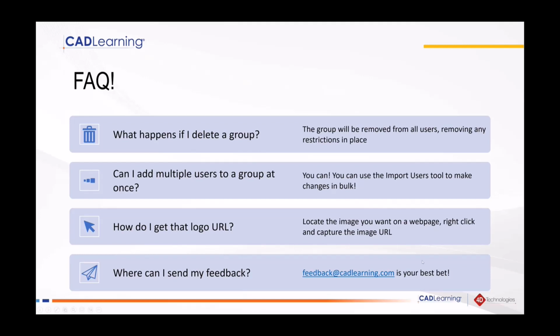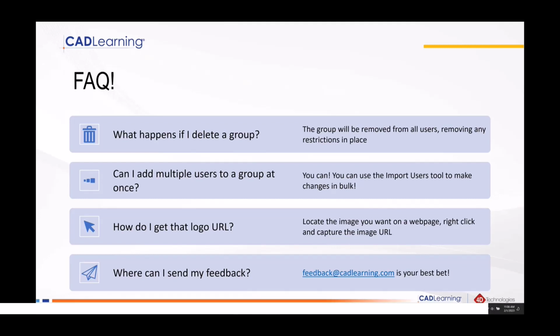How do I get that logo URL? I'm going to try to give you an example when we go live in a moment, but essentially you're going to locate the image you want on a web page, any web page, right mouse click to capture the URL for the image, and then paste it into that field in CAD Learning.